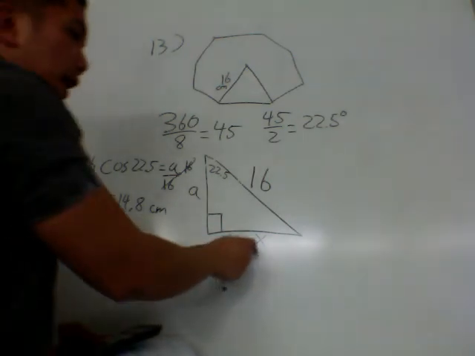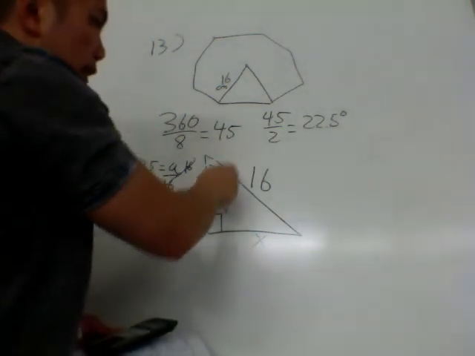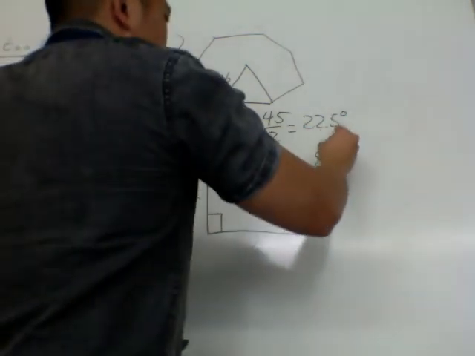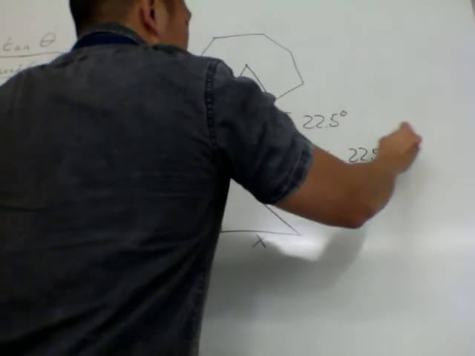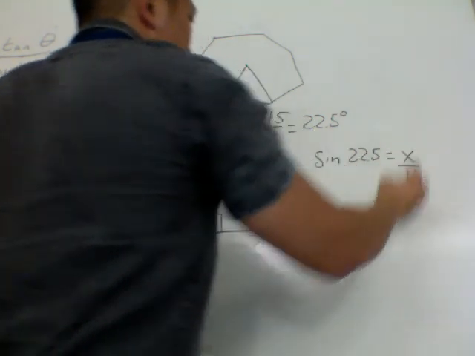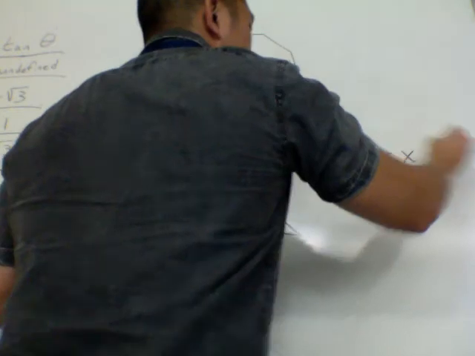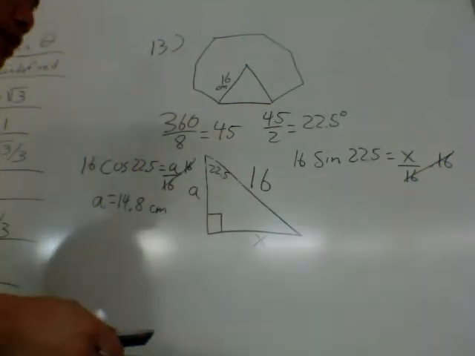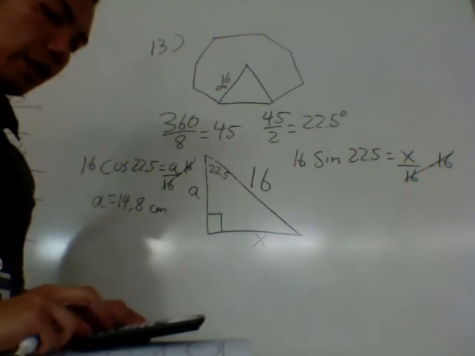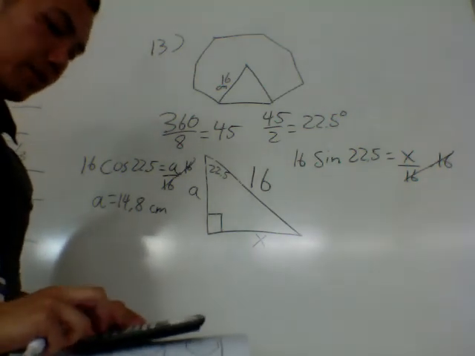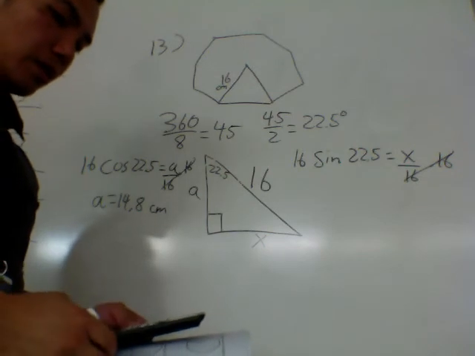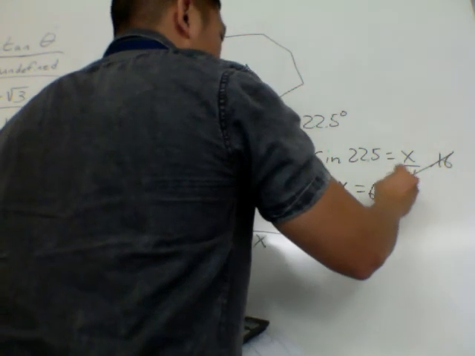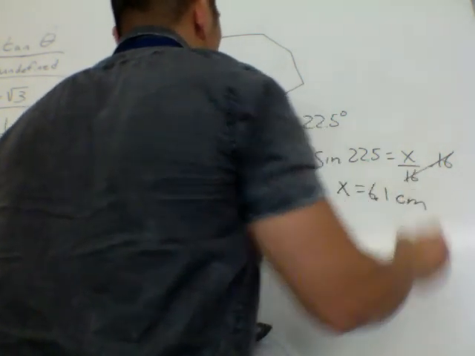Now I need to find my x. So to find my x, I look at my angle and know that it's opposite over hypotenuse, so I'm going to use sine. Sine of 22.5 is equal to x over 16. I multiply both sides by 16. And so x is equal to 16 times sine of 22.5. So once again, I use my calculator. Okay. And I get x is 6.1 centimeters.